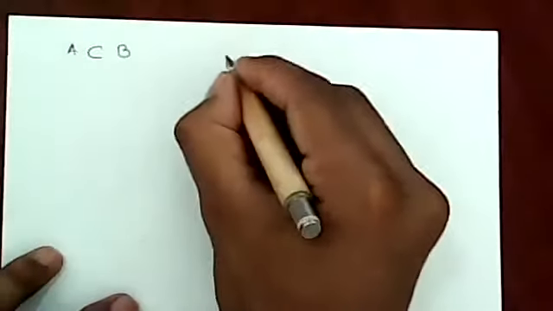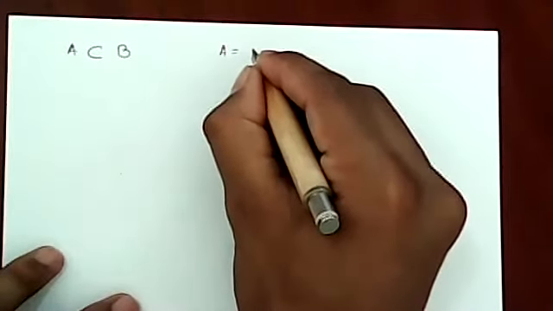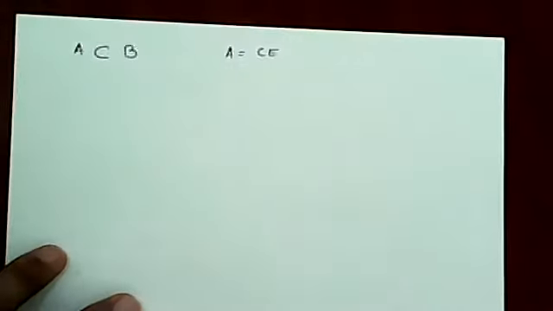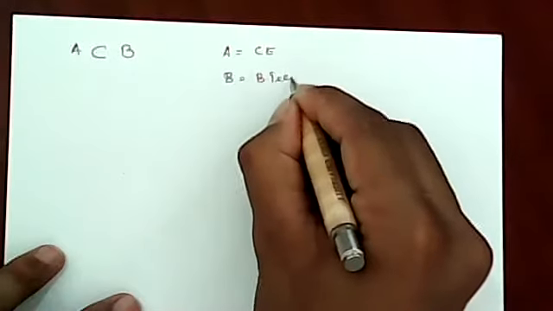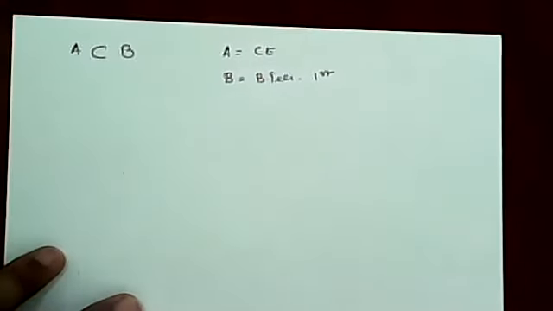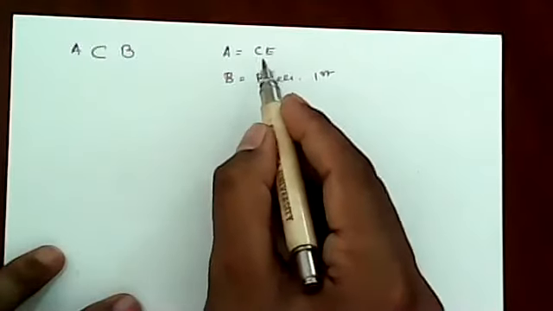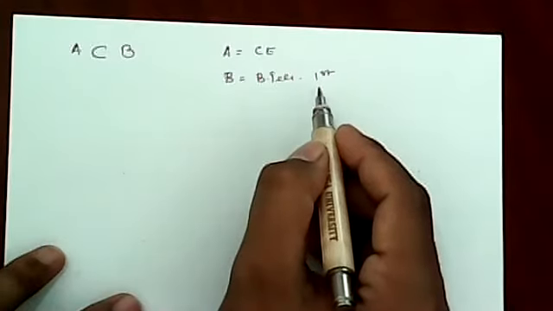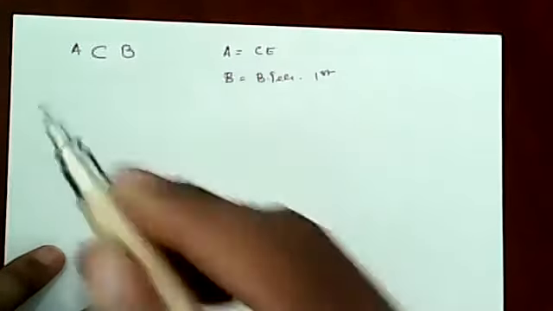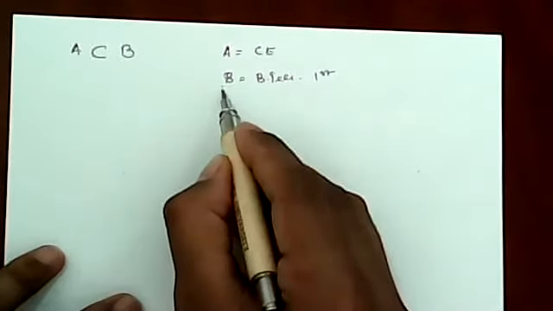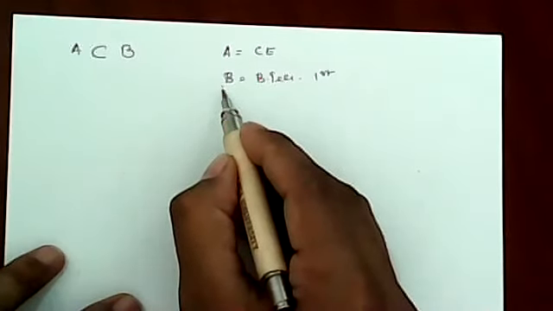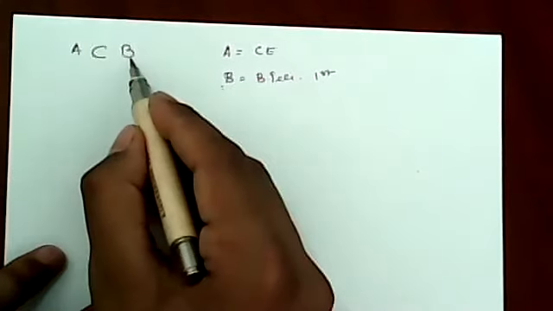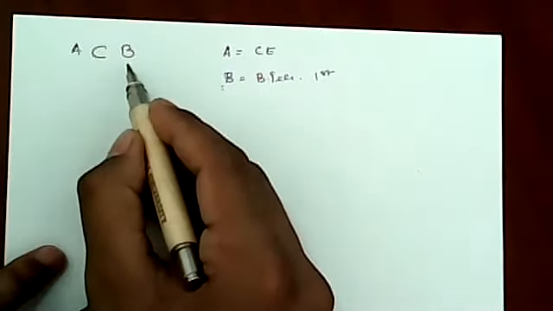Like if I consider A is the set of all civil students in my class, and B is all the students from BTech first sem. In that case, all the civil students can never form all BTech first sem students. There is some other element in set B, like the mechanical students, like the computer science students. So A can never form the whole set B. So A is always a proper subset of B.